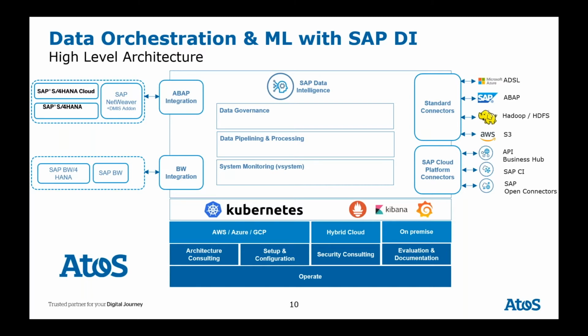Perfect. So thanks, Adam. In this slide, basically, we see a very high-level architecture of Data Intelligence. And what we see on the left and on the right side are the different connectors. And on the bottom is something mentioned about Kubernetes. So let's rather break these things down one by one. And I would say, what exactly are connectors would be the first question.